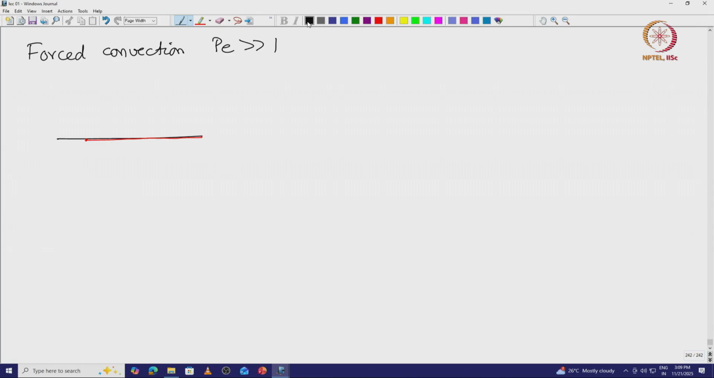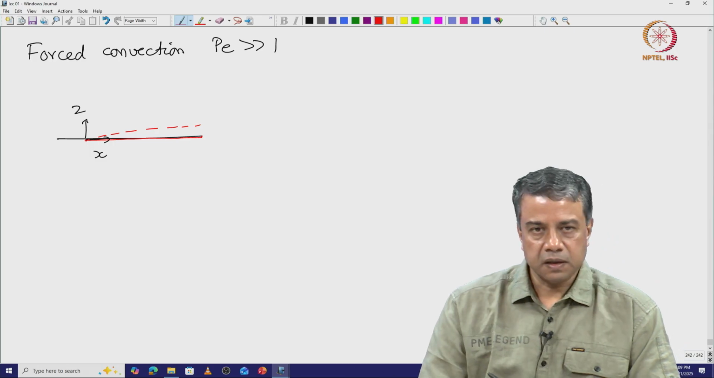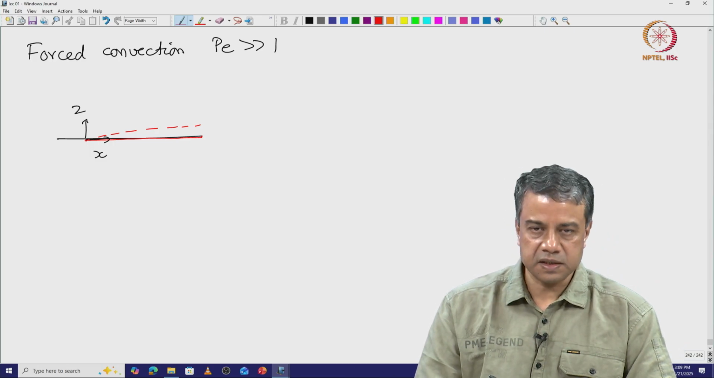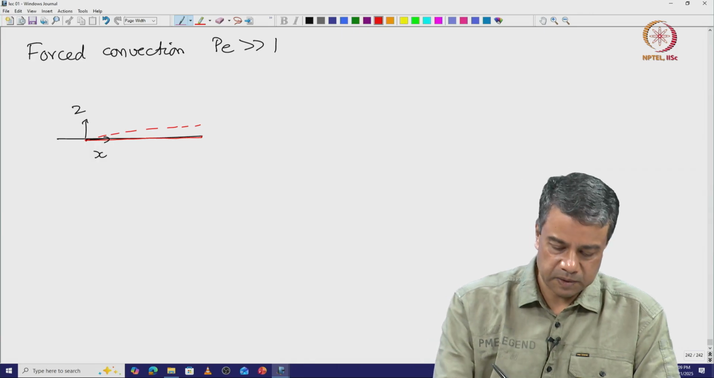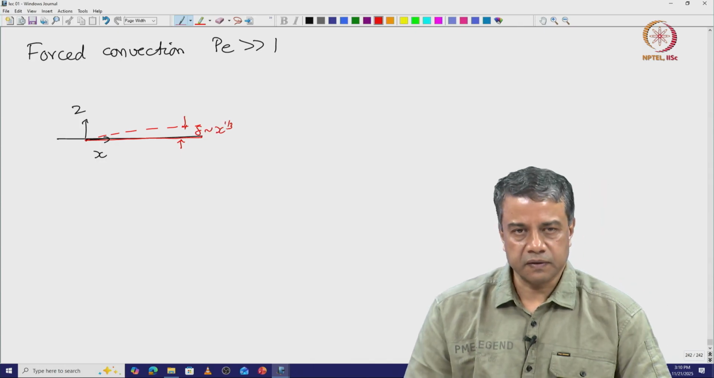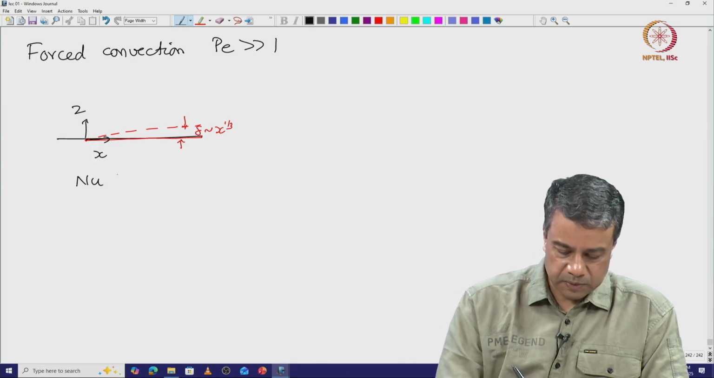of length L with the x coordinate in the streamwise direction, z coordinate in the cross stream direction, and we found that there is a boundary layer thickness within which convection and diffusion are comparable even in the limit as the Peclet number becomes large, and this boundary layer thickness goes as x power 1/3 for the flow past a flat surface, and we got the Nusselt number proportional to Peclet number power 1/3.